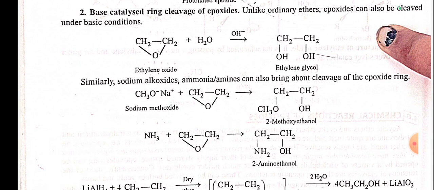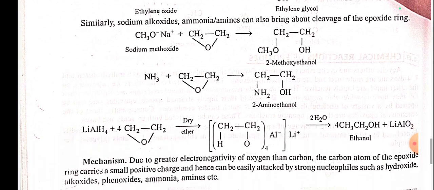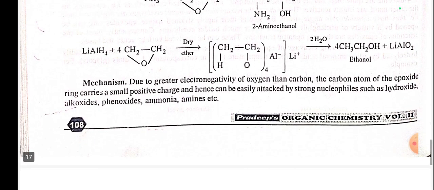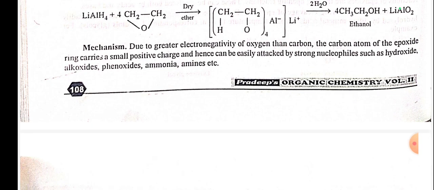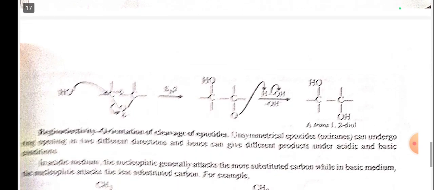Base catalyzed ring cleavage of epoxide. Unlike ordinary ethers, epoxide can also be cleaved under basic conditions. Similarly, sodium alkoxide, ammonia, amines can bring about cleavage of the epoxide ring. Due to the greater electronegativity of oxygen than carbon, the carbon atom of the epoxide ring carries a small positive charge and hence can be easily attacked by strong nucleophiles such as hydroxide, alkoxide, peroxide, ammonia.